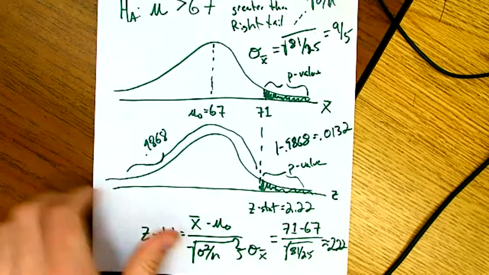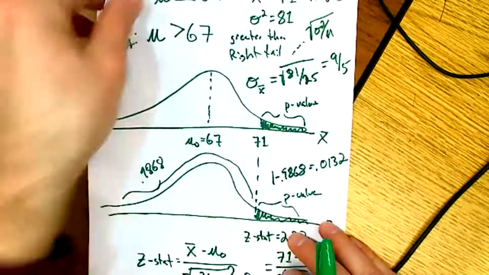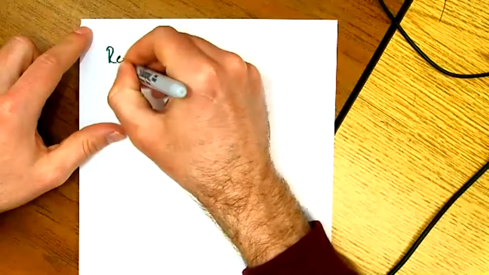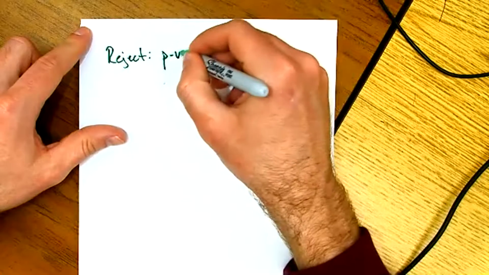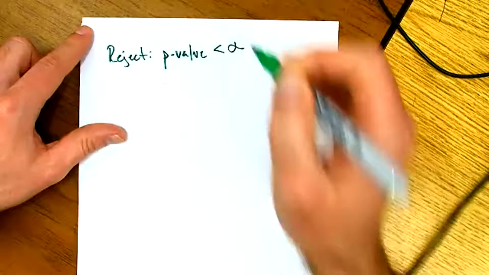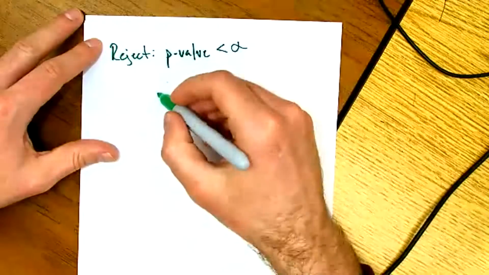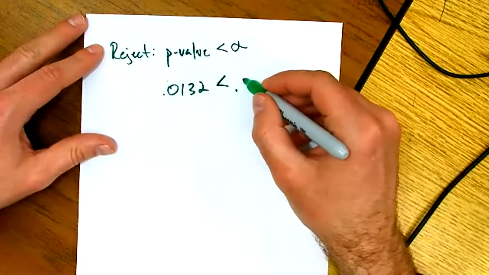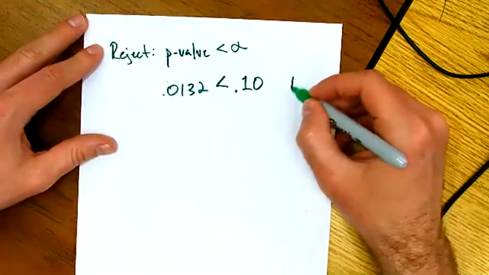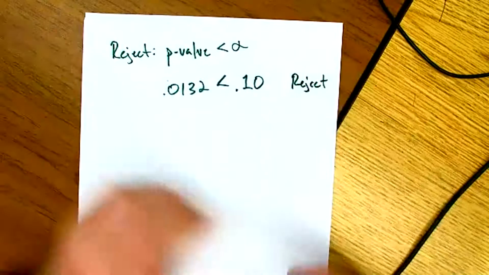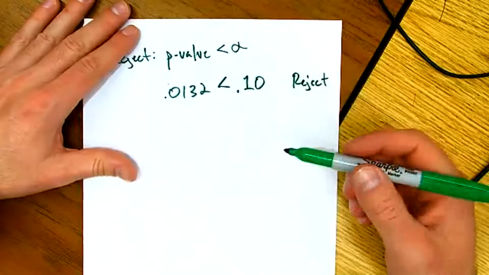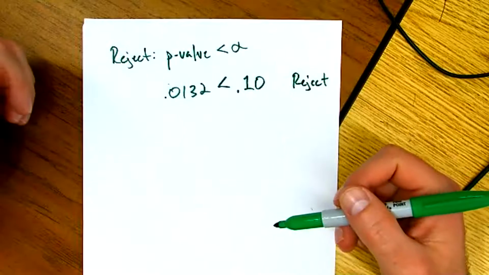Okay. So now with that p-value, I don't just have to test against one alpha. I could actually test against several alpha values relatively quickly. So we said that we only reject if the following is true: is the p-value less than alpha? Well, my p-value is 0.0132. Is that less than 0.10? It sure is. So I can reject at the 10% significance level, right? Or I can reject with 90% confidence, right?